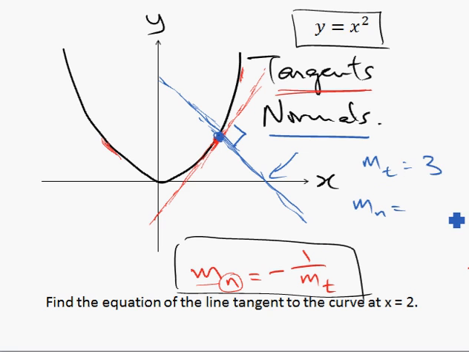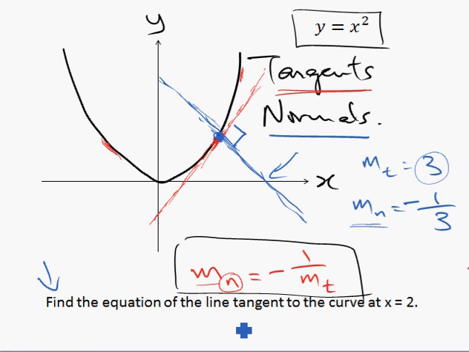Okay, don't worry, I'll make it very easy. Take the 3, put 1 over that number, 1 over 3. Then put a minus sign in front. That's it. You're done. This is the gradient of normal. Minus 1 over this number. That's the gradient of normal. Okay? That's your mn.